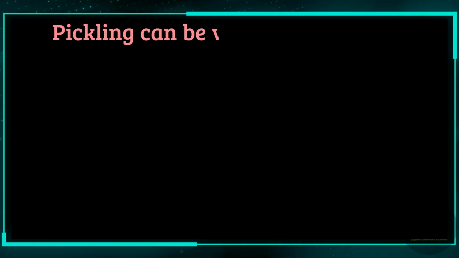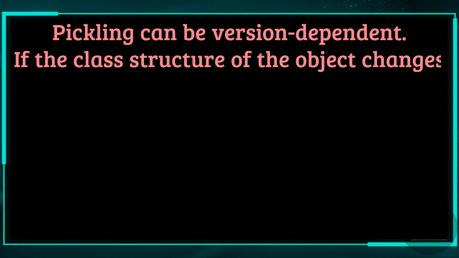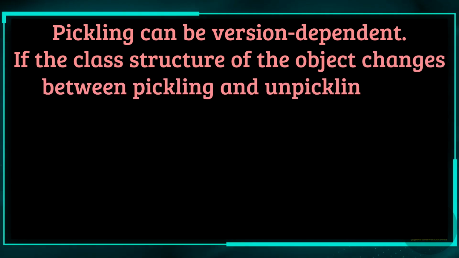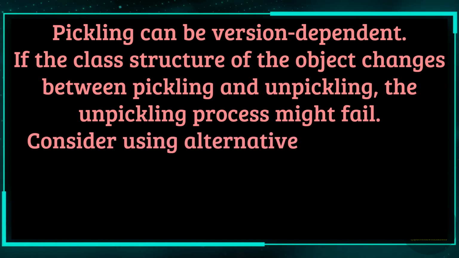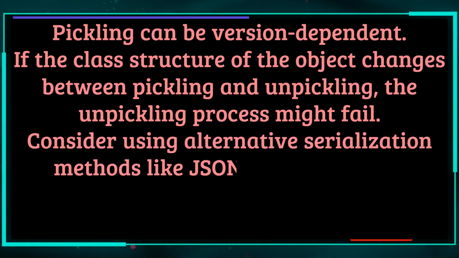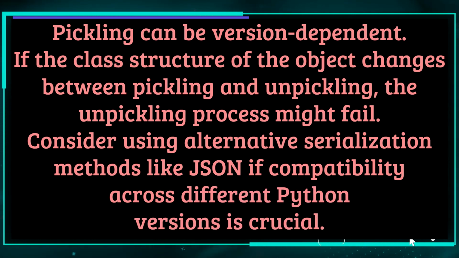Pickling can be version dependent. If the class structure of the object changes between pickling and unpickling, the unpickling process might fail. Consider using alternative serialization methods like JSON if compatibility across different Python versions is crucial.